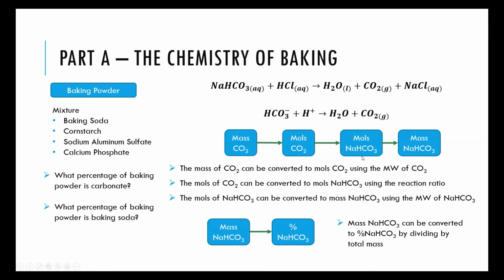And then moles of sodium bicarbonate can be converted to mass of sodium bicarbonate using the molecular weight of the sodium bicarbonate. It's the same calculation, you're just using a different molecular weight. You're using the molecular weight of the whole compound instead of just the carbonate ion. Once you have the mass of the baking soda, you can determine the percentage. You have a mass of the baking soda, you'll have the total mass of baking powder, and you can determine a percentage.